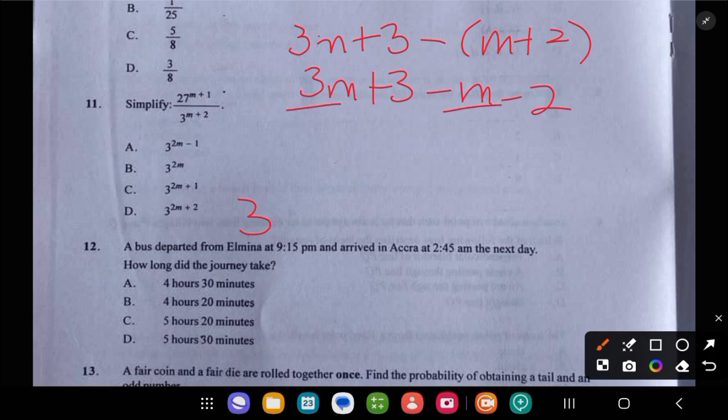So 3m minus m is 2m. And then 3 minus 2 is 1, so plus 1. So this is our exponent. So answer is C.